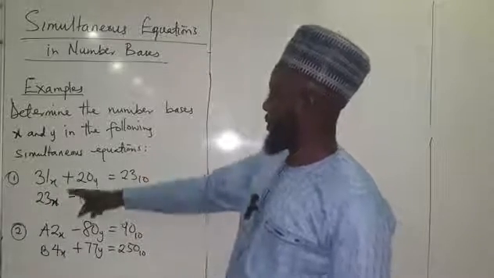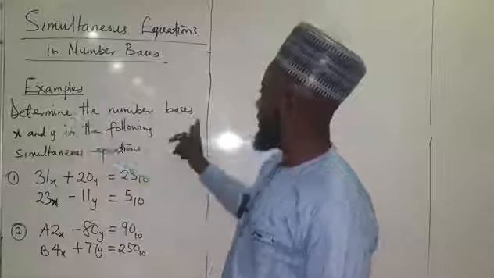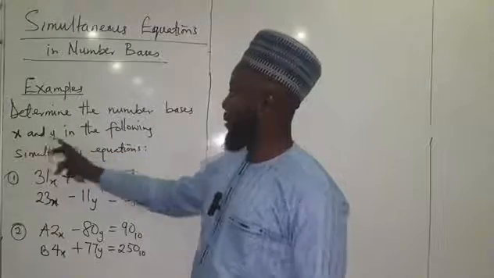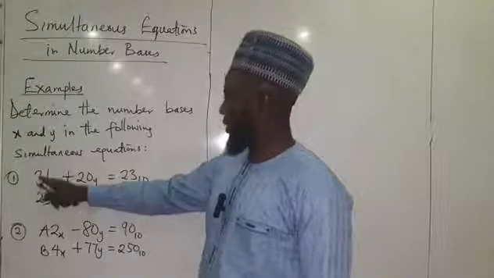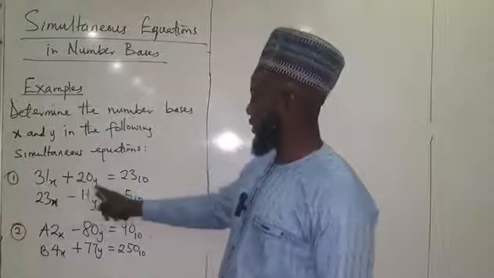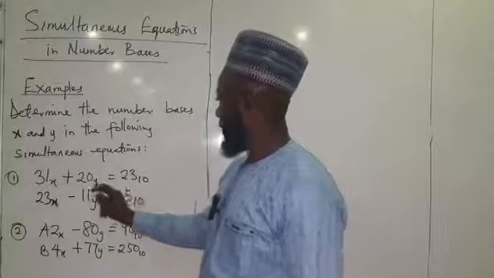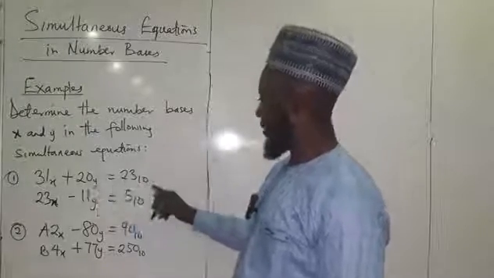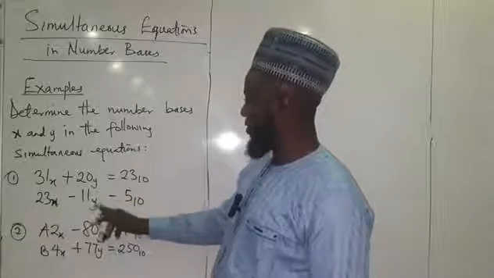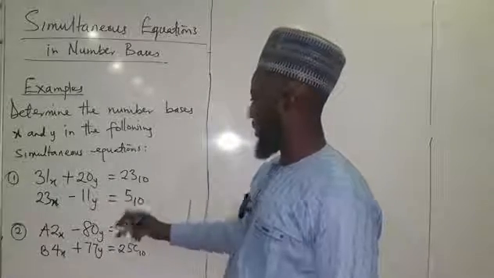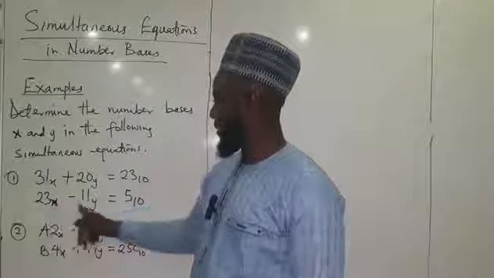So the first one is question 31. Determine the number bases x and y in the following simultaneous equations. The first one is 31 base x plus 20 base y equals 23 base 10. Then 23 base x minus 11 base y equals 5 base 10. All these ones are not beside their base, on the base.